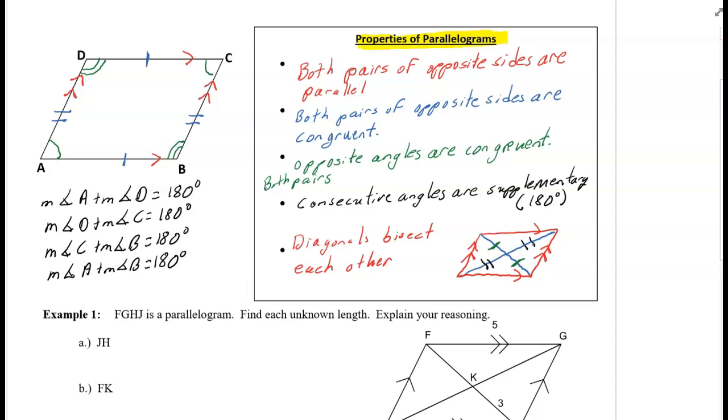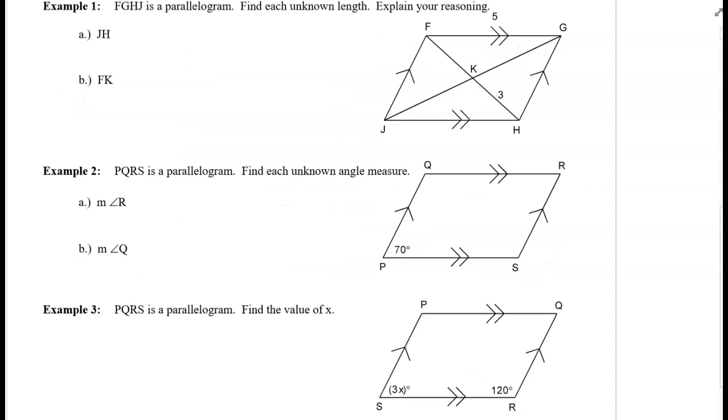So these are the 5 properties of a parallelogram. And the goal today is to use these properties to find various information about parallelograms. So let's take a couple minutes to look at these examples. In problem number 1, we have a parallelogram, and we want to find JH.